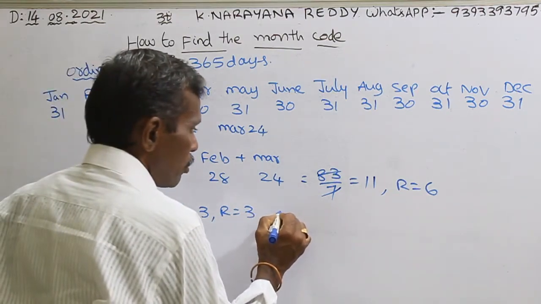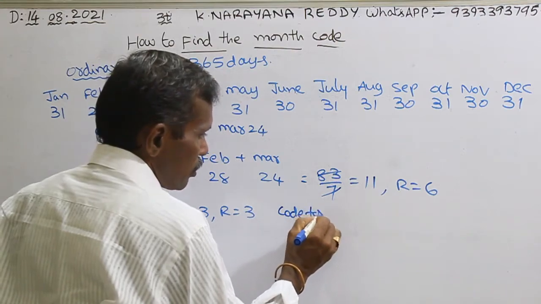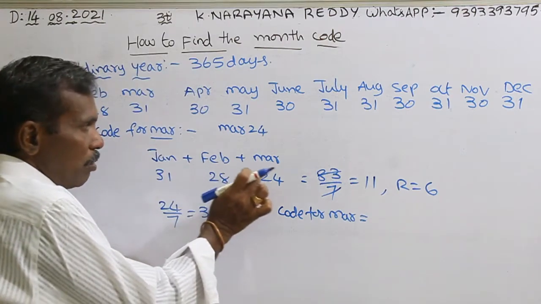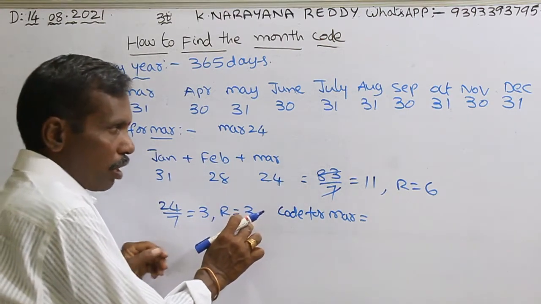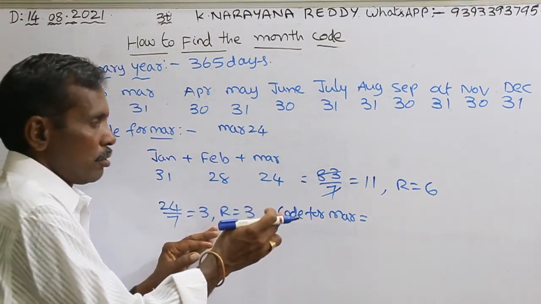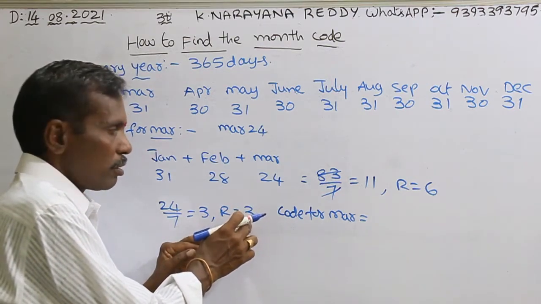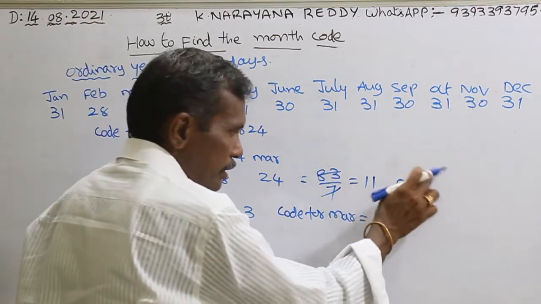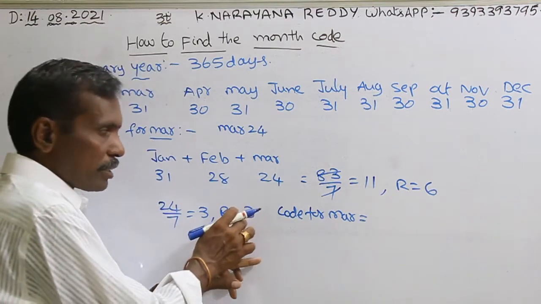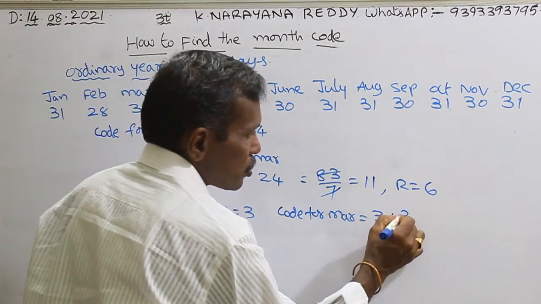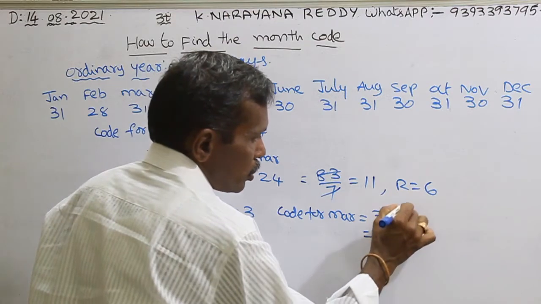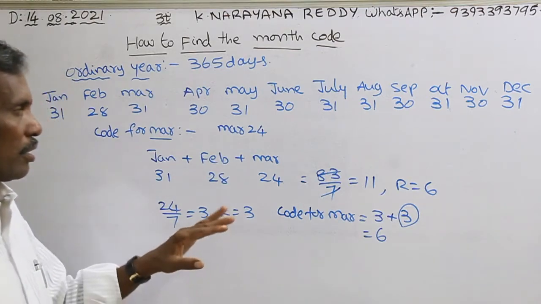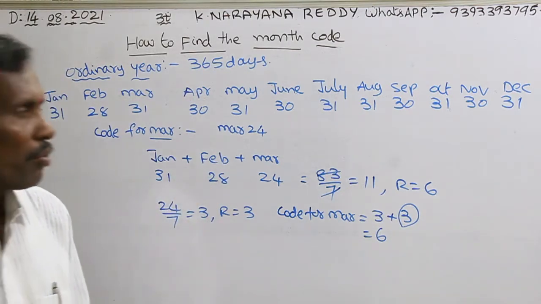So, the code for March is nothing but 3 only belongs to 24. But we want the total code. These are the odd days for March 24, but we are getting total odd days 6. How much do we have to add for 3? We have to add 3 for 3. That's all. We are getting 6. So this is the code for March. In this way, you can find the code.